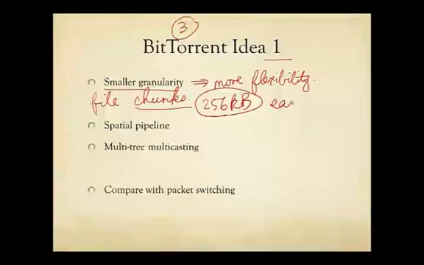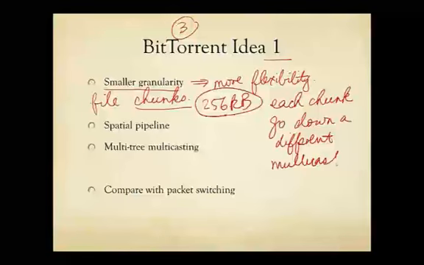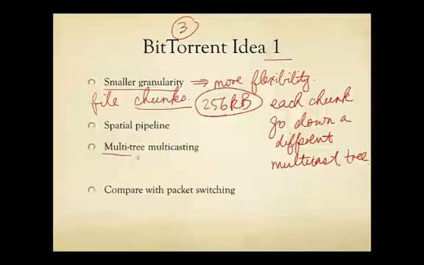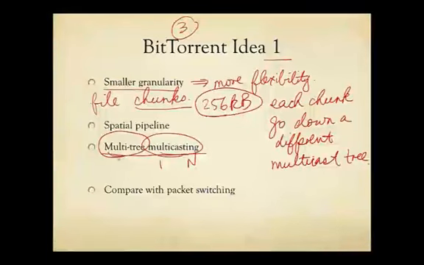Each chunk can go down a different multicast tree. And what's the advantage of doing that? Well, first of all, as we will see in the next module, employing multiple trees to support the same multicast session is a very smart idea. Multicasting here refers to one source and multiple destinations. Multiple trees here refers to the fact that different parts of this file being multicast can go down different trees.